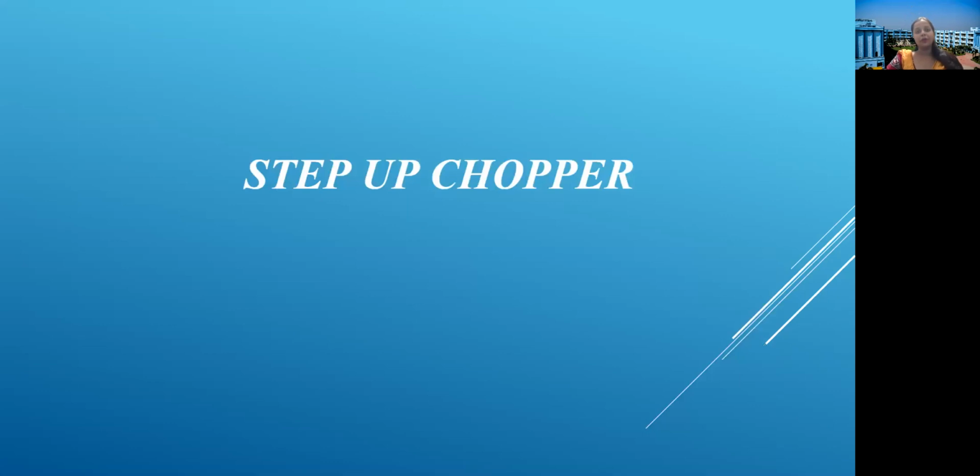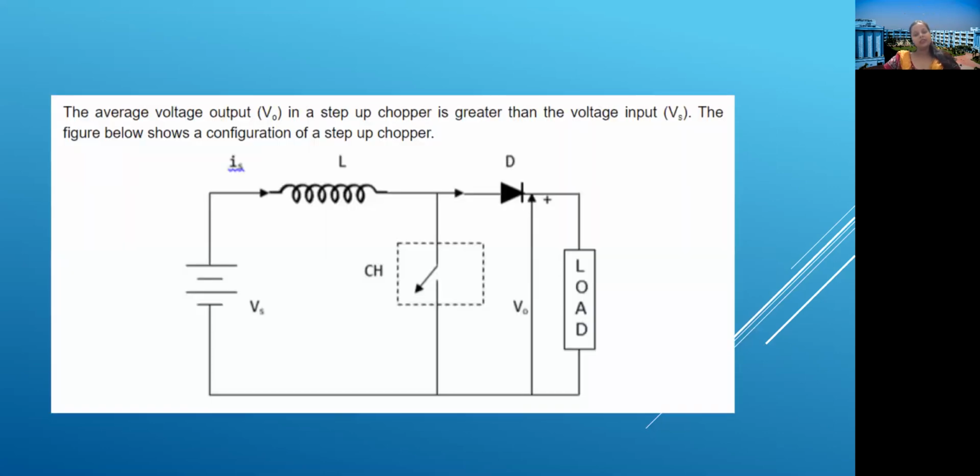Next, step up chopper. As the name implies, you can understand that the step up chopper increases the output voltage from the input voltage. Suppose we have a 5 volt DC source and we need a 20 volt DC supply. So what can we do? We can use a step up chopper. This is the circuit for step up chopper.